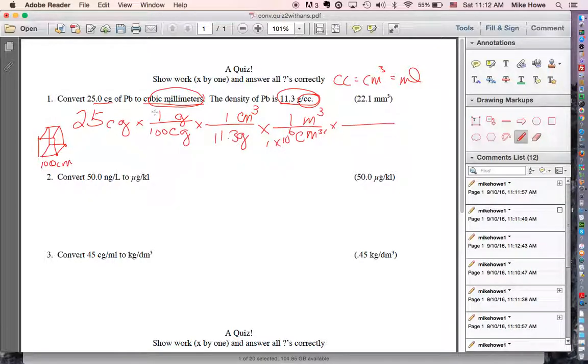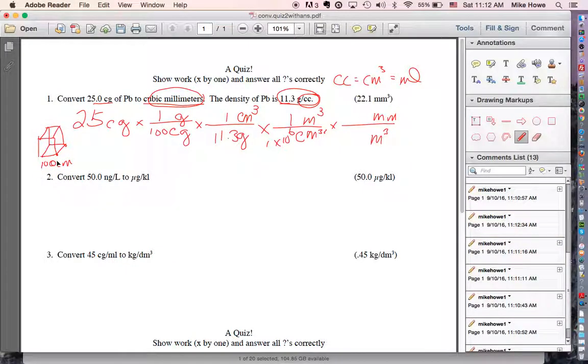Now I want to go to cubic millimeters. So I'm going to put cubic meters on the bottom, cubic millimeters on the top, and I need a relationship again. Well, this same 100 centimeters is also 1,000 millimeters on the side. So that side's 1,000 millimeters. So if it's cubic, it's 1,000 cubed. So it is 1 times 10 to the 9th, or 1 billion cubic millimeters per cubic meter.